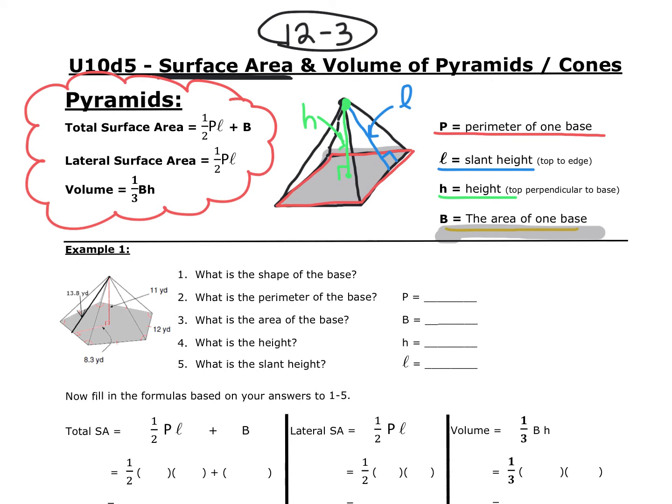Okay, so our total surface area is 1/2 the perimeter of the base times the slant height. That's all of the sides put together, and then plus the area of our base. So the lateral surface area was just 1/2 the perimeter times the slant height. We're going to talk about volume later, but it's 1/3 the area of the base times the height. All right, so let's look at this first example, and then we'll go to our formulas.